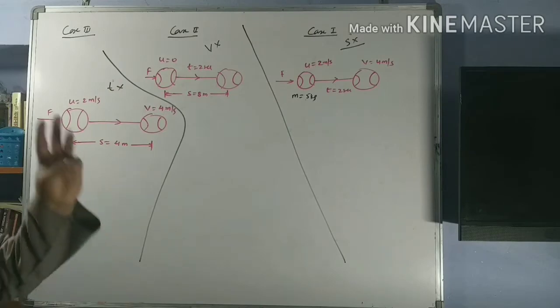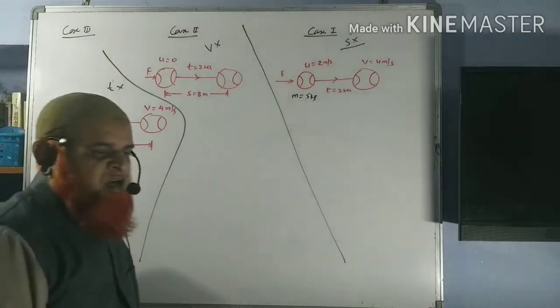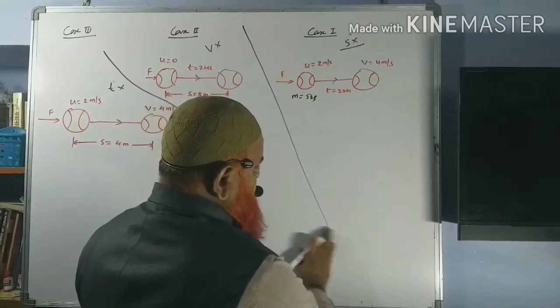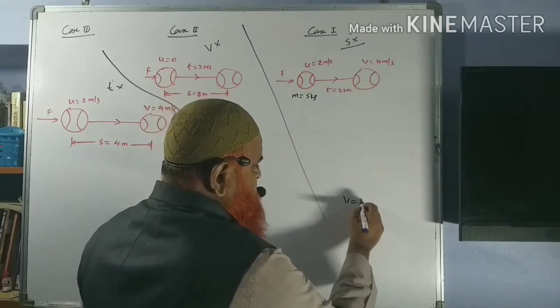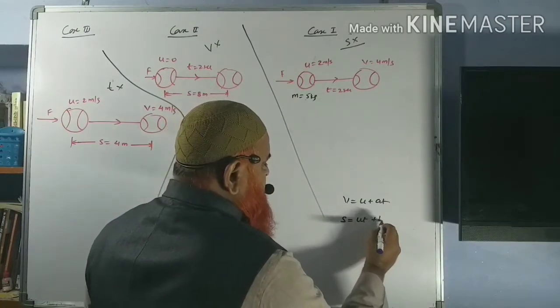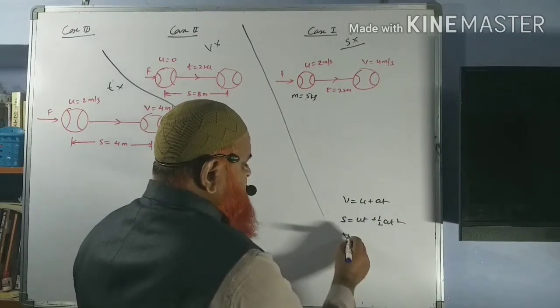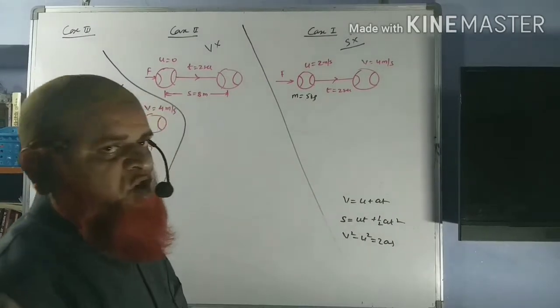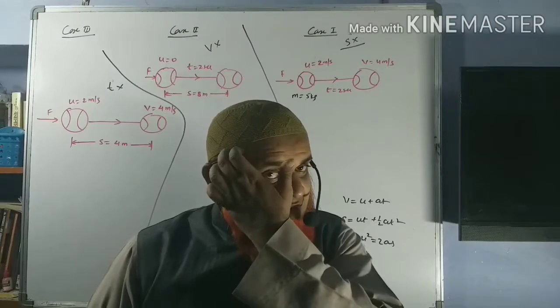Okay, so we have only three formulas which are very important in kinematics. What are the three formulas? Let us discuss one by one. One is V = U + AT, another is S = UT + half AT square, and the next one is V square minus U square = 2AS. Which formula to select when is very important here.